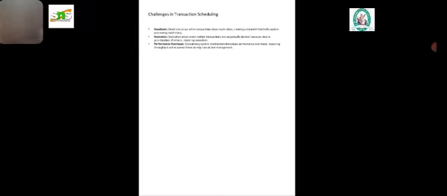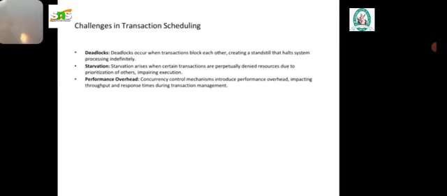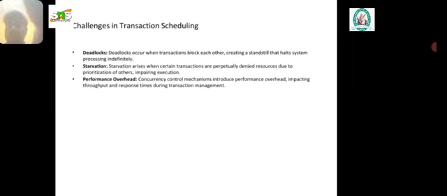Challenges of transaction scheduling include deadlock, starvation, and performance overhead.